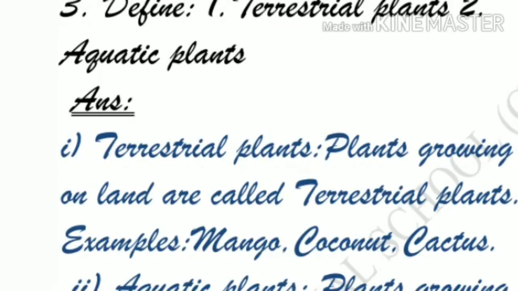Question 3. Define. 1. Terrestrial plants. 2. Aquatic plants. Answer. Terrestrial plants. Plants growing on land are called terrestrial plants. Example: fir, mango, coconut, cactus.